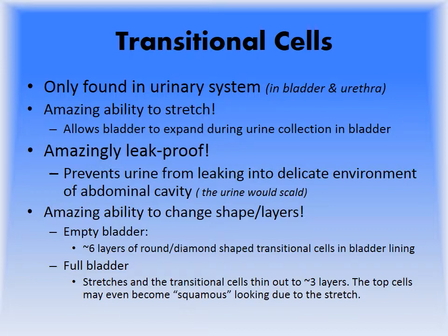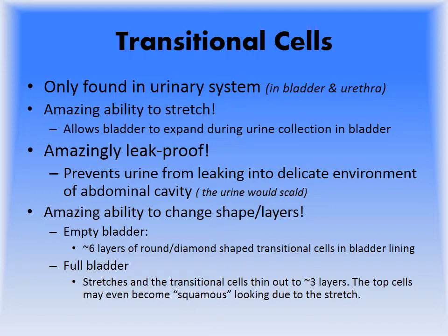And there are certain traumatic cases with patients where there is a leakage within that bladder. For example, if they were hit by a car or something like that, and there's been a break in this leak-proof barrier, the urine is going to leak into the abdominal cavity and its surrounding tissues, and that urine just scalds, and it's very, very bad. So we really need to have that urine contained within the urinary bladder, and thanks to these transitional cells, we can do that. It has an amazing ability to change shape and layers.